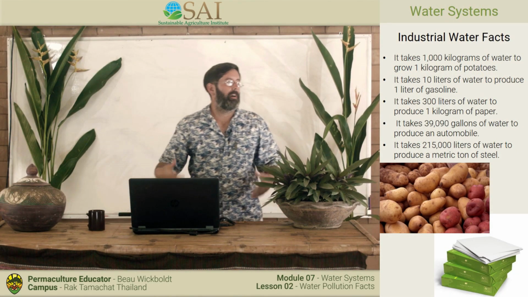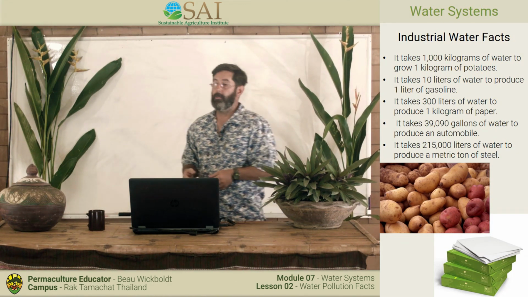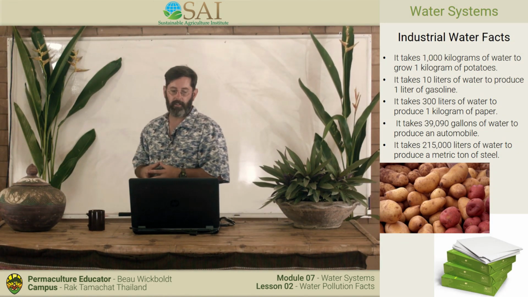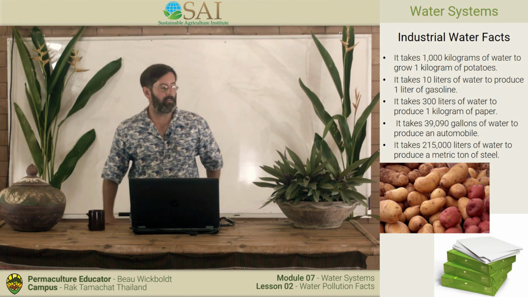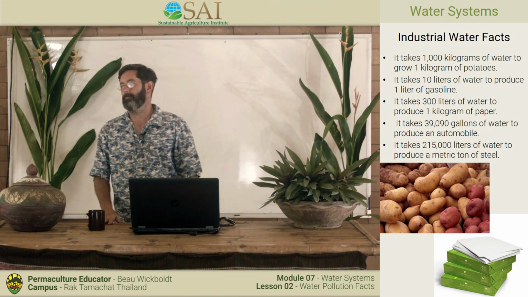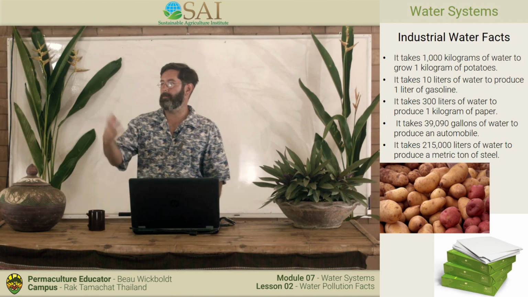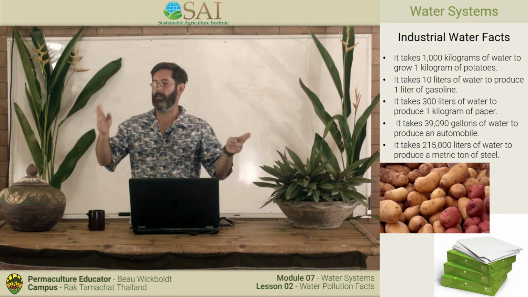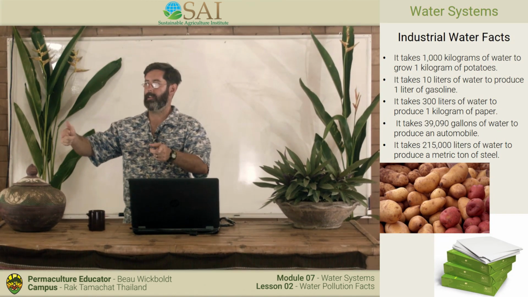Some other problems that we have: how we use water in industrialized situations. So, industrial water facts: it takes 1,000 kilograms of water to grow 1 kilogram of potatoes. So every time you eat 1 kilo of potatoes, it took 1,000 kilograms of water to irrigate those potatoes.